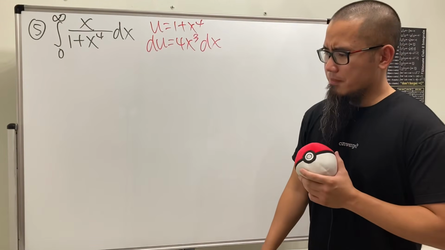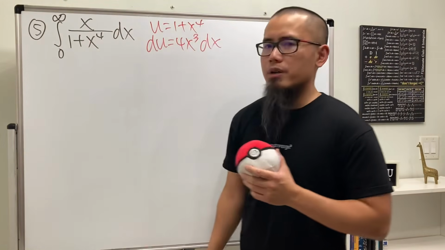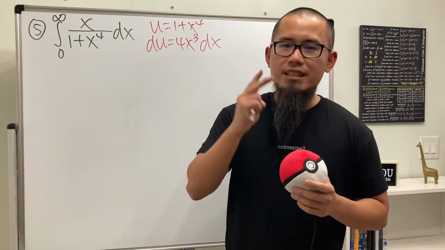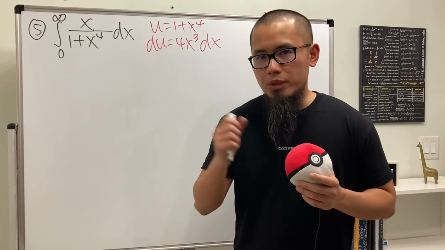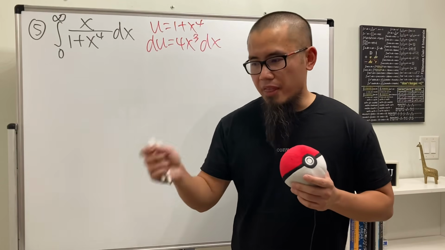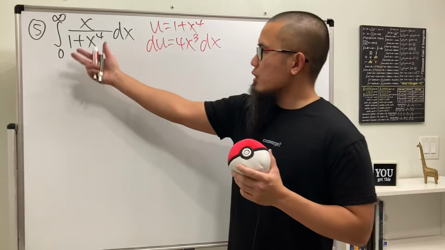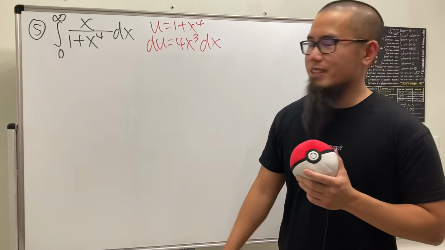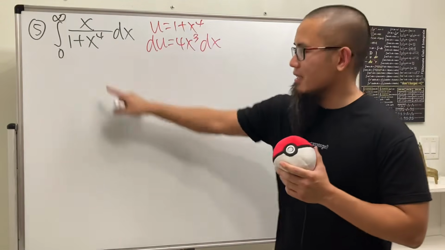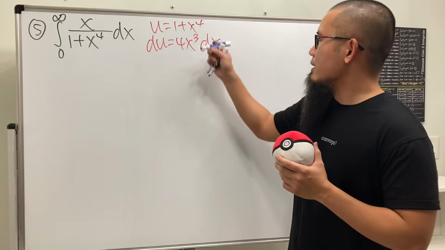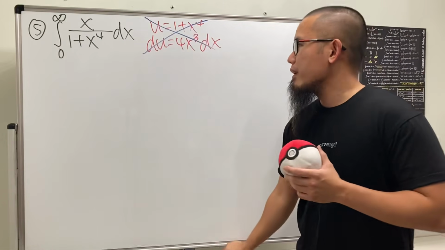Well, think about it. If this is x to the first power, u should be what? Something x to the second power. Because that way, when we differentiate the u, we'll get something x to the first power, right? So do we see x to the second power here? Now this is suspicious, huh? Yeah, that's the key right here. So we don't do this u right here.